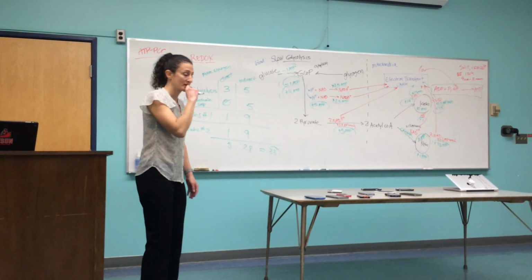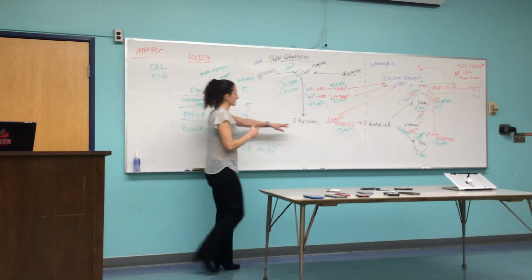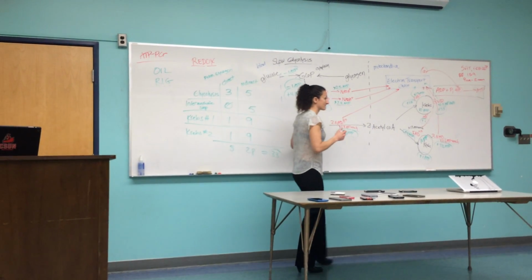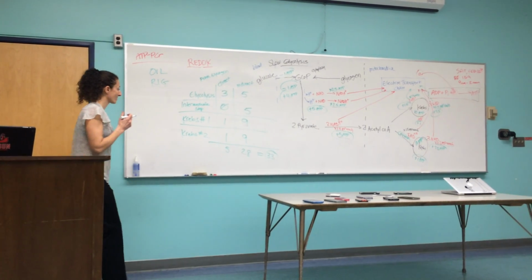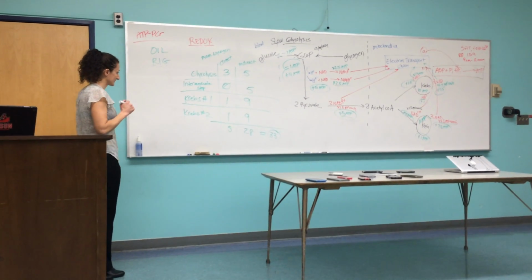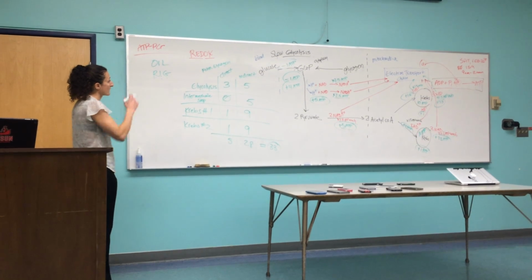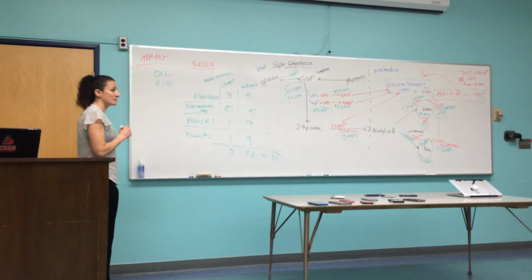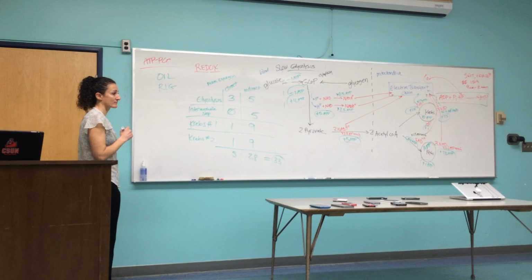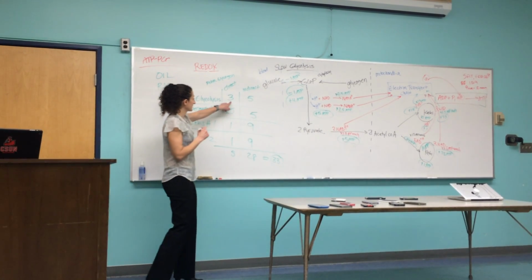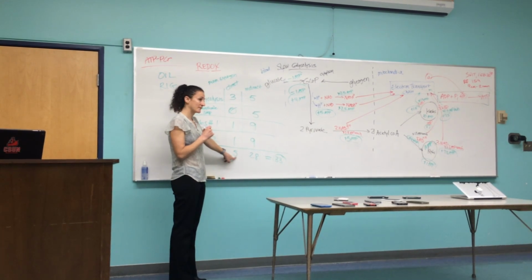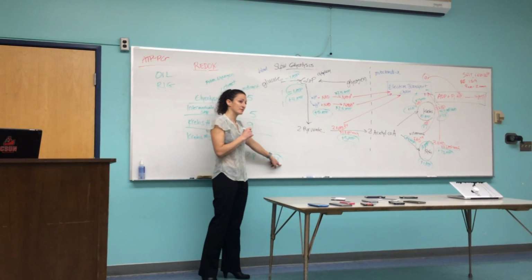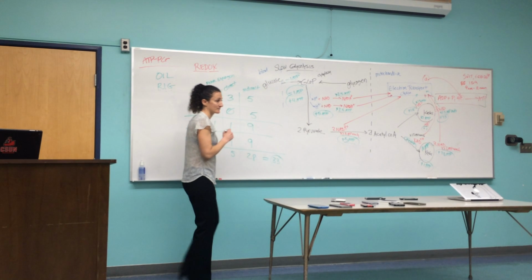Yes? Intermediate step is from pyruvate to acetyl-CoA. Because you're in between glycolysis and Krebs. So if I were to do this from glucose, what would be different? This would be a 2. So this would be a 4. So this would be a 32.